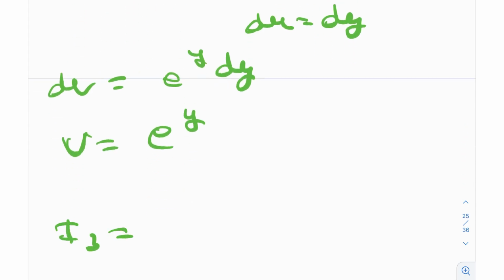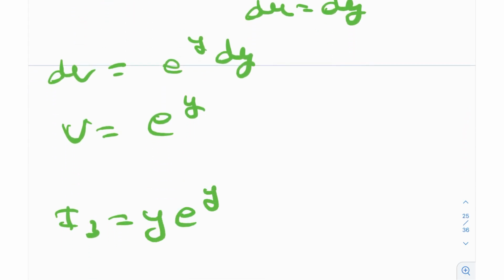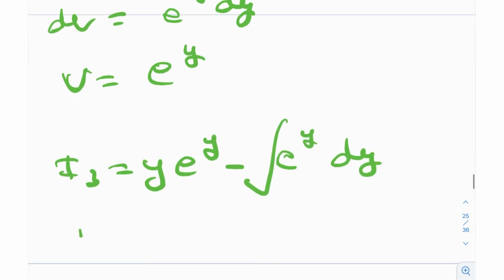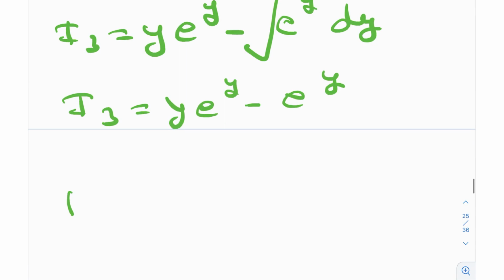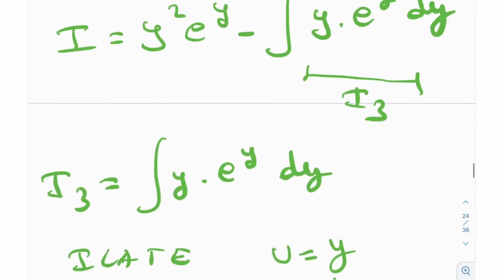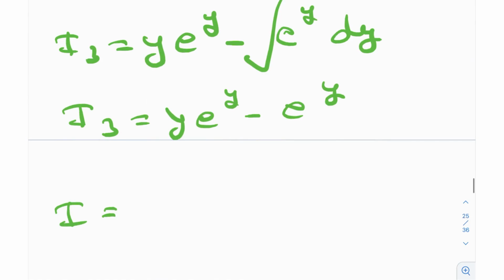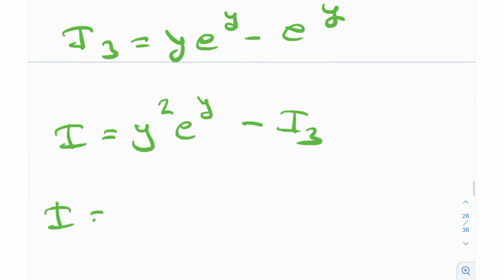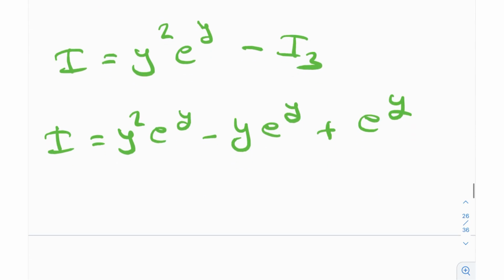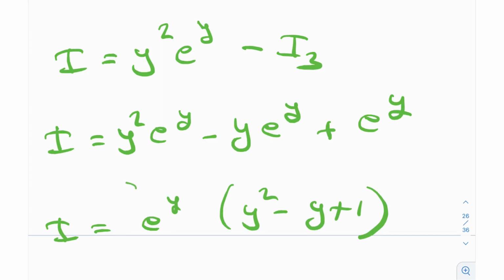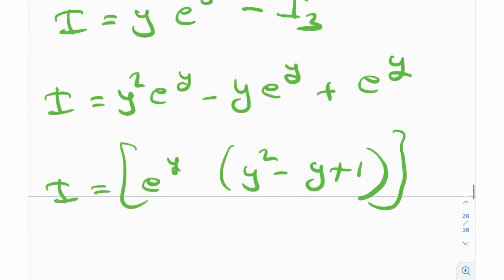So I3 is uv, which becomes y times e raised to power y minus the integral of v du, which is e raised to power y dy, which we very well know is nothing but e raised to power y. So what was I? I was y squared e raised to power y minus I3. So I becomes y squared e raised to power y minus y times e raised to power y plus e raised to power y. So I then becomes e raised to power y times y squared minus y plus 1, and then I need to add the limits which go from 0 to 1.